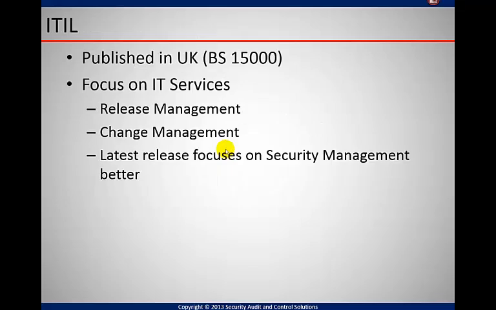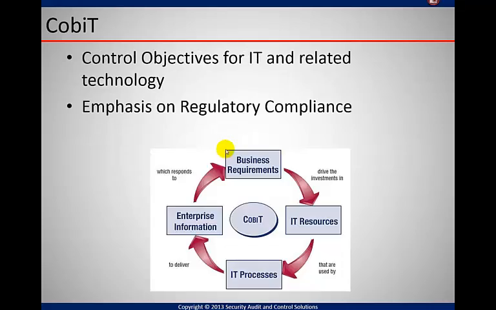ITIL is published in the UK as British Standard 15000. It focuses on IT services such as release management and change management, and the current release, version 3, is also focusing on security management. COBIT is Control Objectives for IT and related technology, and it emphasizes regulatory compliance, removing compliance from a management perspective, looking at it from the outside.